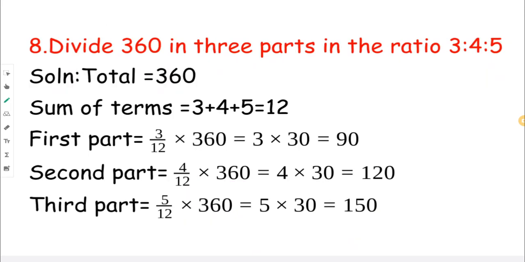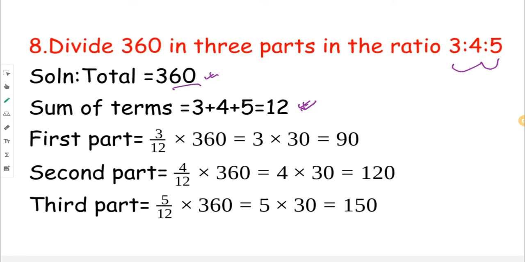Let's do one more. Divide 360 into 3 parts in the ratio 3:4:5, which means what? This total 360 has been divided into how many equal parts? 5 plus 4 is 9, and then 9 plus 3 is 12. Okay, so this 360 has been divided into 12 equal parts.